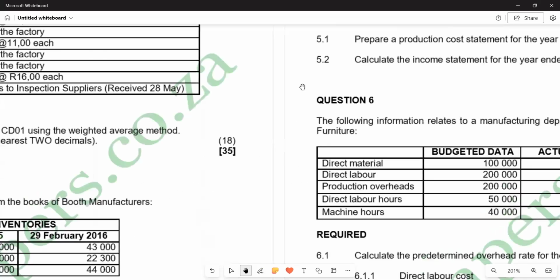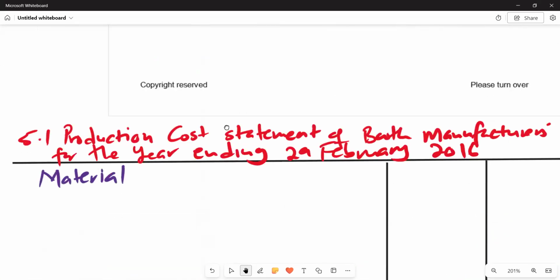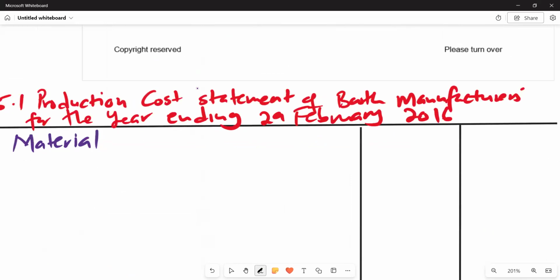So if you go to our answer section, you'll see that we already have a production cost statement of both manufacturers for the year ending 29 February 2016. And we're going to start by calculating material. So under material, we are going to start with the opening stock of the direct materials, and then we follow as we go.